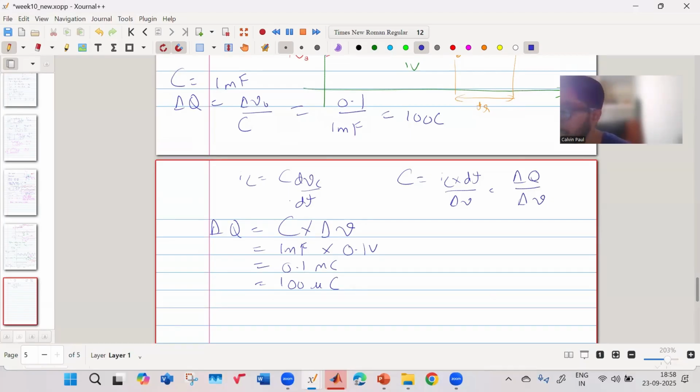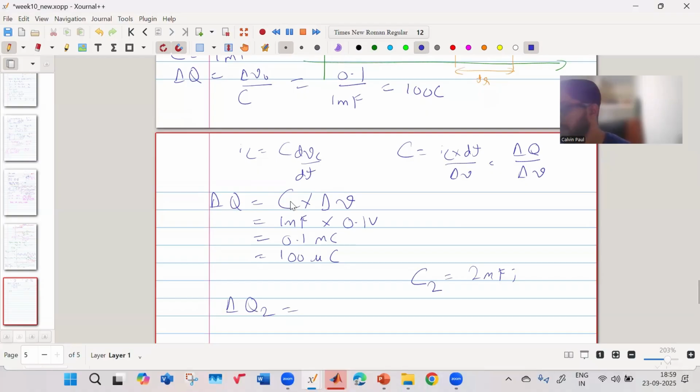Now, suppose your capacitor is made 2 millifarad. Then how much delta Q would you require for the same delta V, a change of 0.1 volt? 200 microcoulomb. So you require 200 microcoulomb. Now, who will provide this charge? Where does this charge come from?